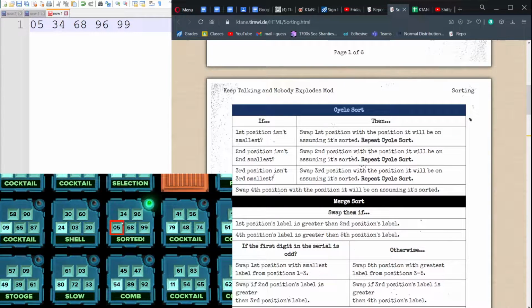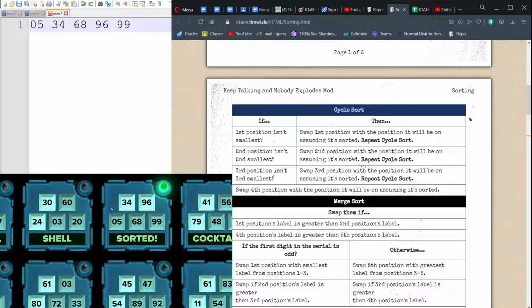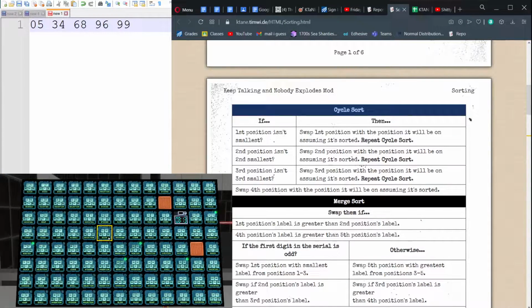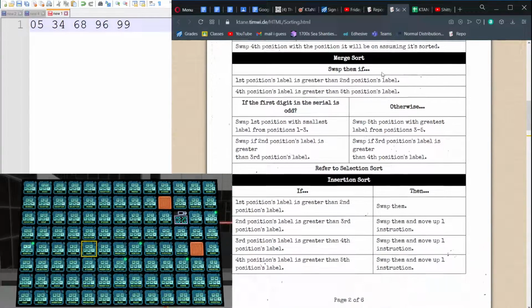And you would continue that process until the lowest value is in 1, and then the lowest value is in 2, and then 3, then 4. So yeah, it's a pretty neat one. But yeah, that's cycle sort. Now on to merge sort.